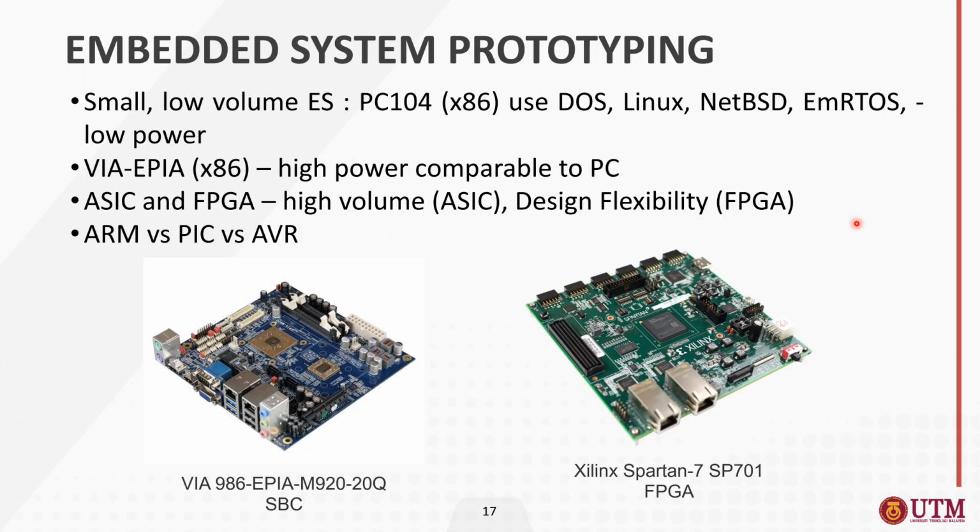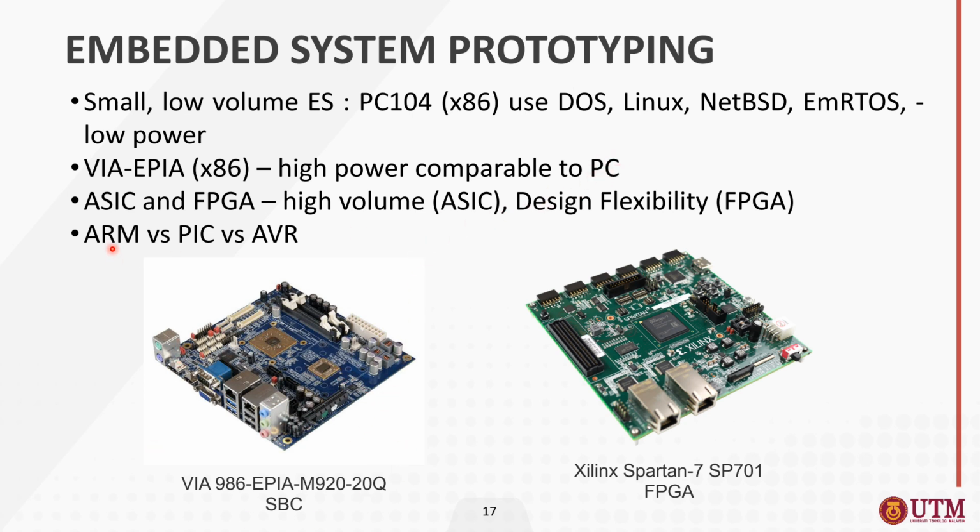Okay, so next is embedded system prototyping. If you want to design a system prototype, you also need to use an embedded system which is enhanced for prototyping, which is a small, low-volume embedded system. For example, PC104 uses DOS, Linux, NetBSD, RTOS, or low power. This is an example of VIA EPIA, which is actually high power, comparable to a PC.